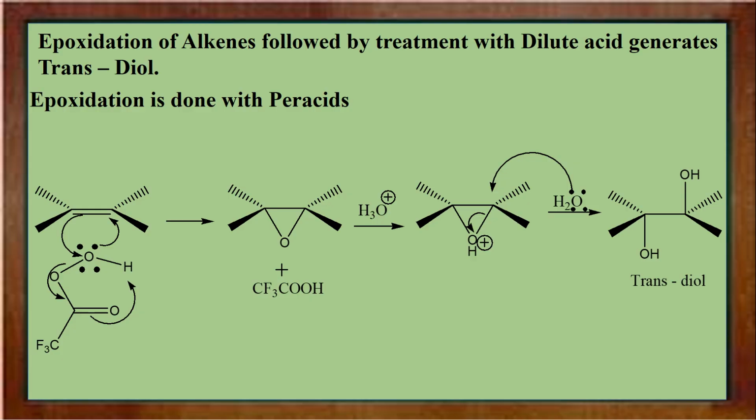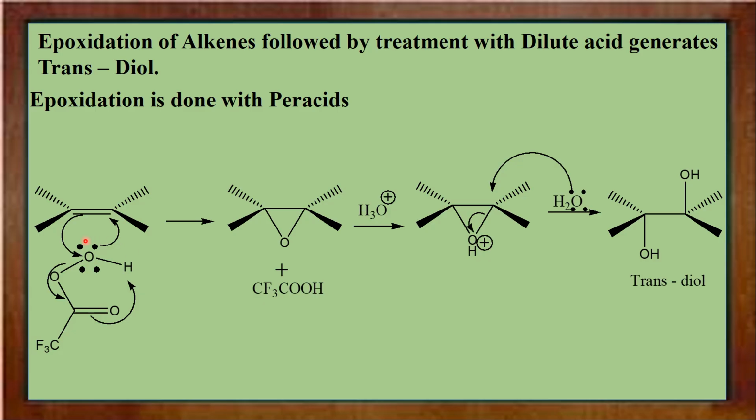So far, we had been discussing the generation of syn diol with alkaline KMnO4 or osmium tetroxide, and how to make trans diol, how to add two OH groups from the opposite sides of the carbon-carbon double bond. Epoxidation of alkenes followed by treatment with dilute acid generates trans diol. So epoxidation is done with peracids. How is that reaction taking place?